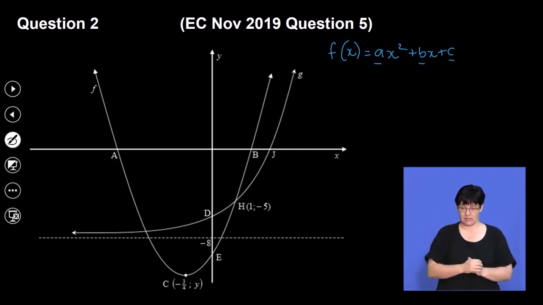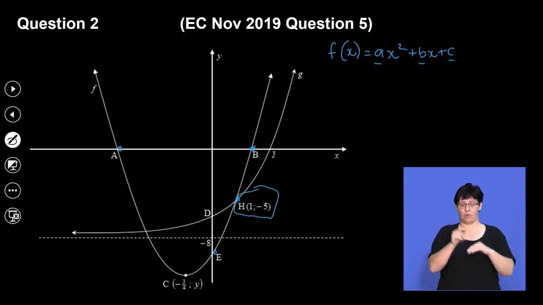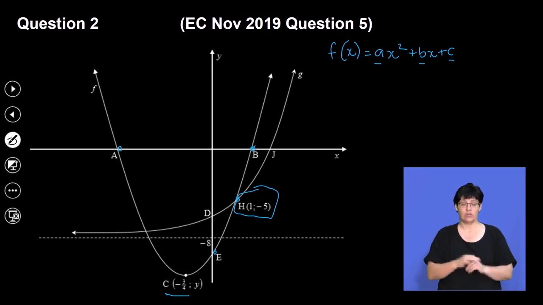Just looking at this parabola, we don't have very much information. We don't know the x-intercepts. We don't even know the y-intercept, which is e. What we do know is that this point h lies on the parabola as well as the exponential curve. And then we know the x-coordinate of the turning point down over there. So we don't have very much to go on.